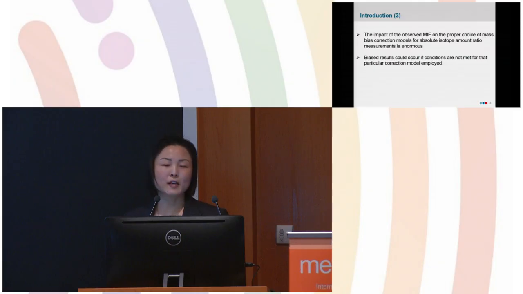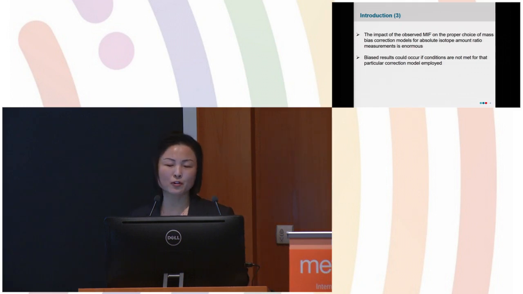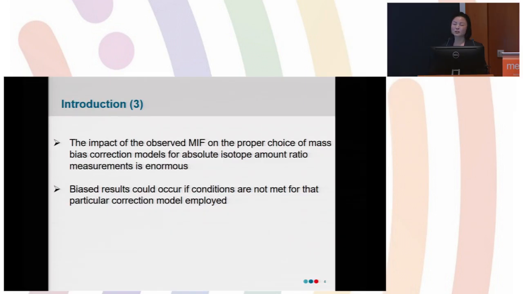So the impact of the observed mass-independent fractionation on the proper choice of a mass bias correction model for absolute isotopic ratio measurements is enormous, because biased results could occur if conditions are not met for that particular model employed.